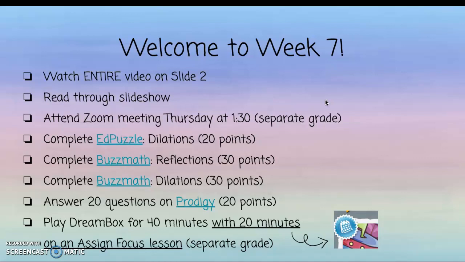You're going to complete 2 Buzz Math assignments, one on reflections, which was last week, and one on dilations, which is this week. They're each going to be 30 points, and then you're going to answer 20 questions on Prodigy. That'll be 20 points. All of that added together is 100 points, and then you're going to play Dreambox for 40 minutes with 20 minutes on an assigned focus lesson, which we've talked about, and that's a separate grade as well.